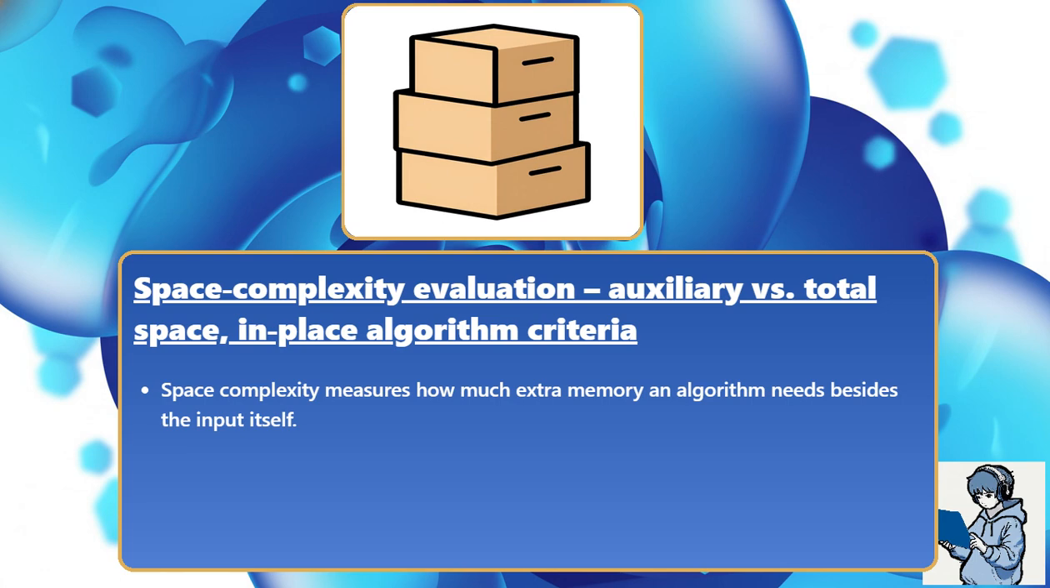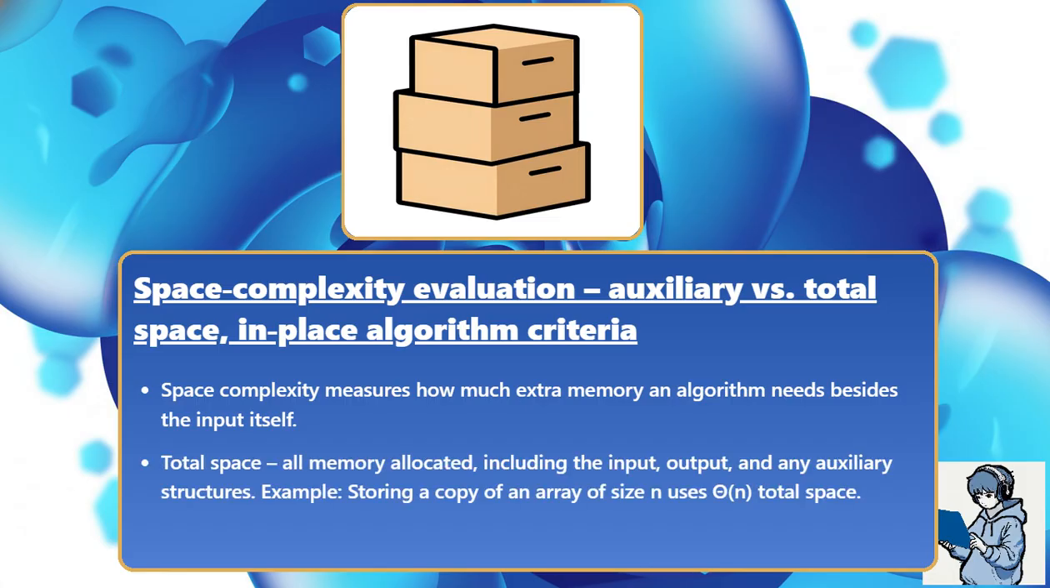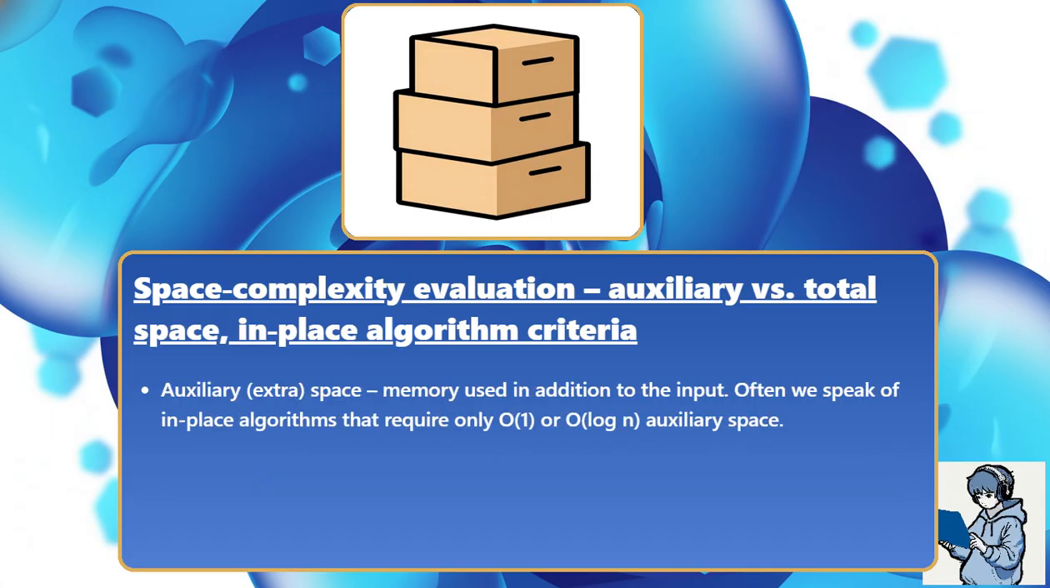Space complexity measures how much extra memory an algorithm needs besides the input itself. Total space is all memory allocated, including the input, output, and any auxiliary structures. Example: storing a copy of an array of size n uses theta of n total space. Auxiliary, or extra, space is memory used in addition to the input.